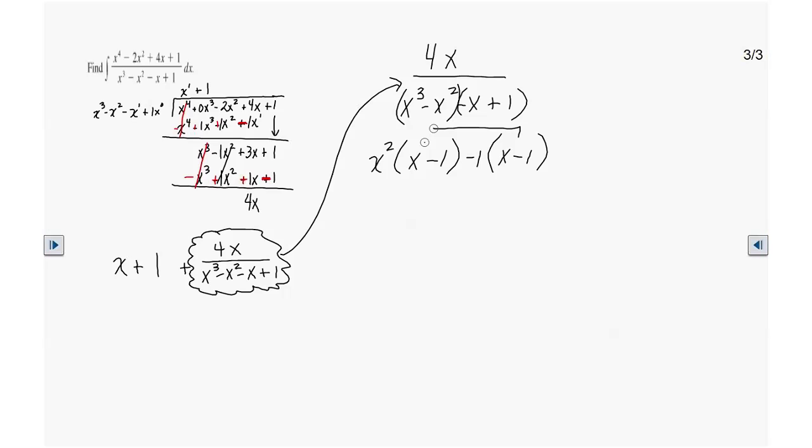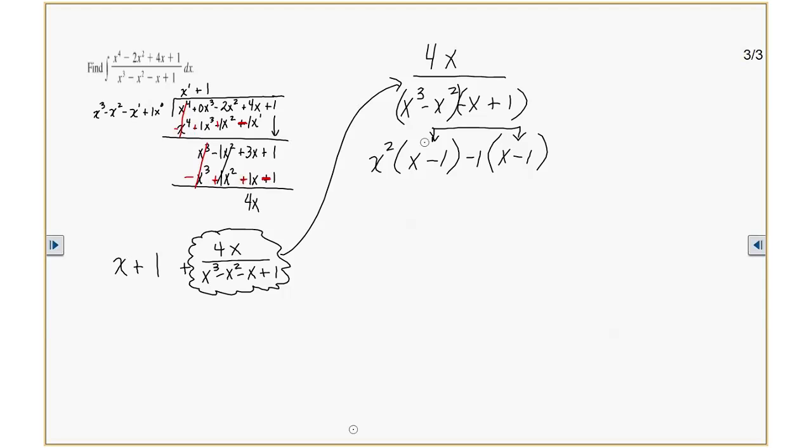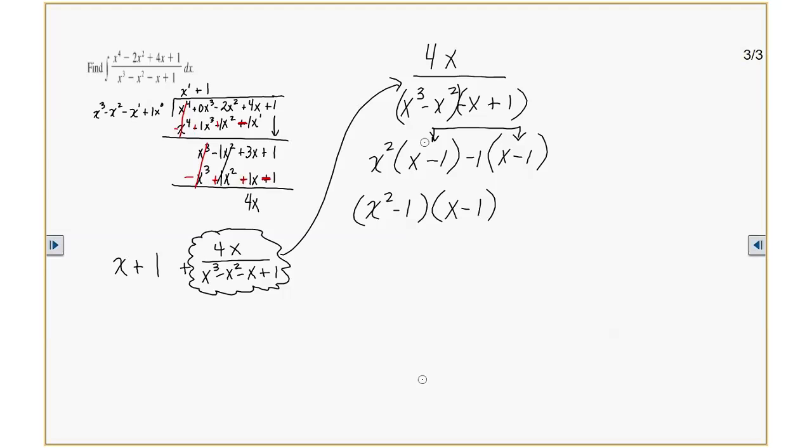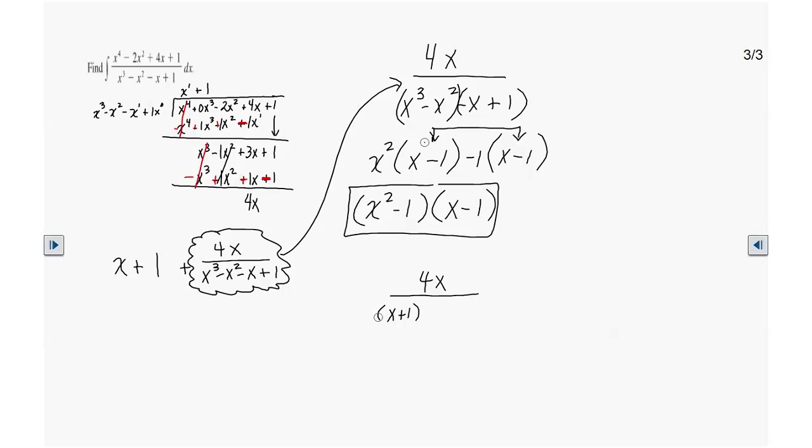These two match, they're supposed to match. And you get x squared, bring this one and this one down, this is the algebra review, times x minus 1. And now this is your denominator. So now we got 4x over x plus 1, x minus 1, x minus 1.